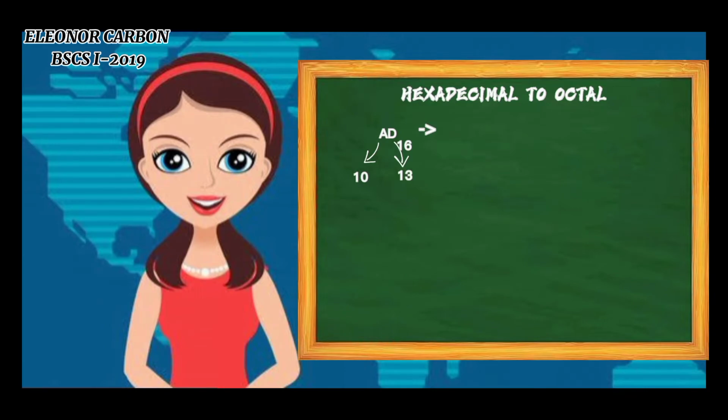Next step is convert these two numbers into binary numbers. So gagamit tayo ng numbers na 8, 4, 2, and 1 for each of them.